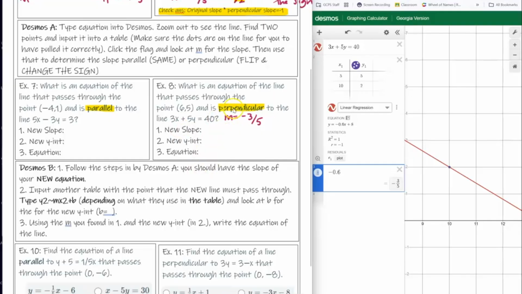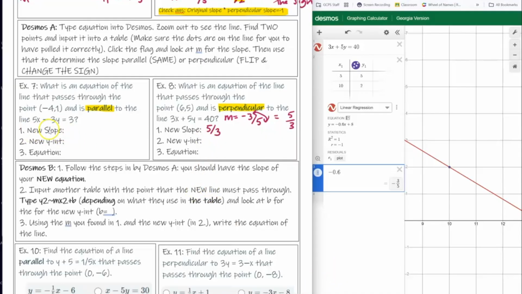Okay, so if I want the one that's perpendicular to that, what do I have to do? I have to switch these around and change the sign, right? So I switch these around, so it's going to be 5 on top, 3 on the bottom, and the negative becomes a positive. So my new slope is 5 over 3. What is my new y-intercept? So I've got to keep going.